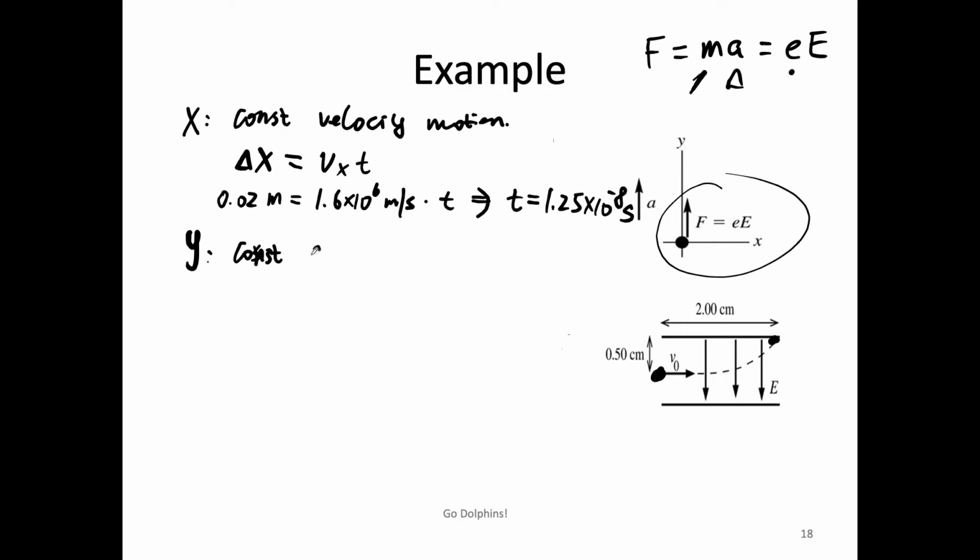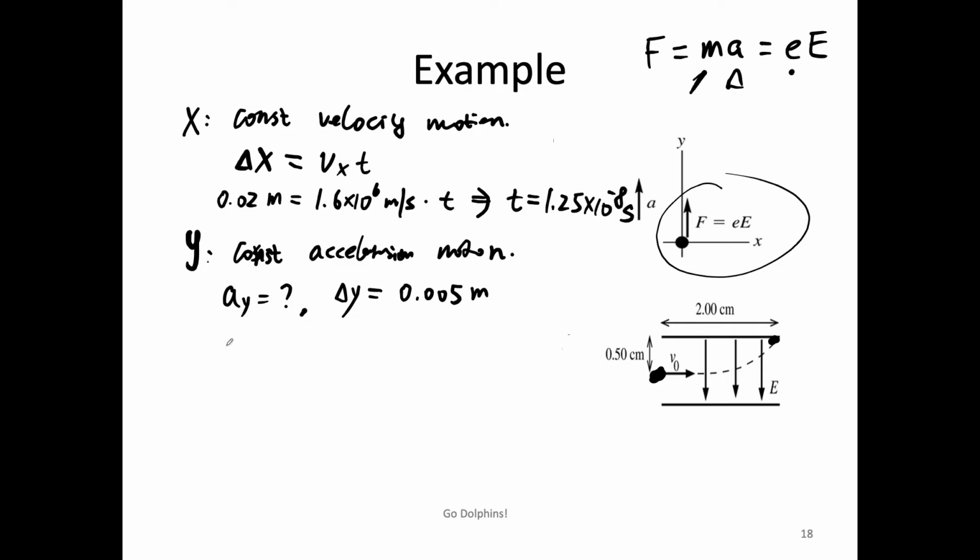So the electron is going to do constant acceleration motion in y direction. So look, what kind of information do we have? We want to find out what is acceleration. We know what's the displacement in y direction. From here to here is 0.5 centimeters. So delta y is 0.005 meter.